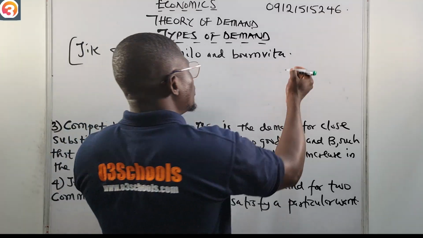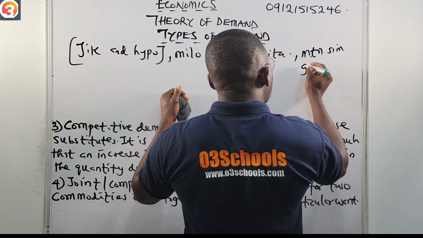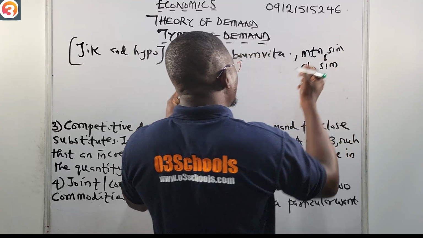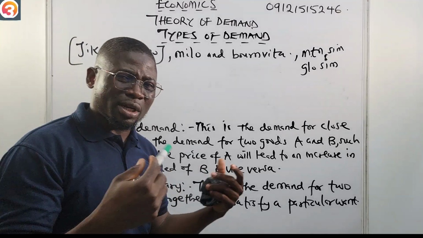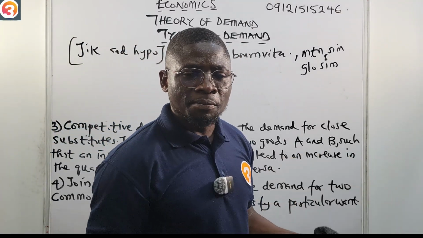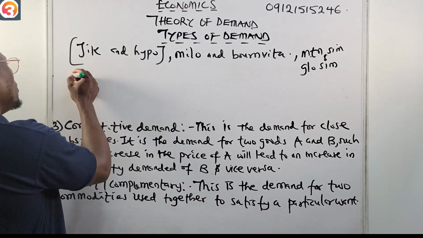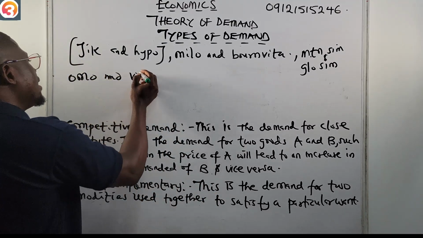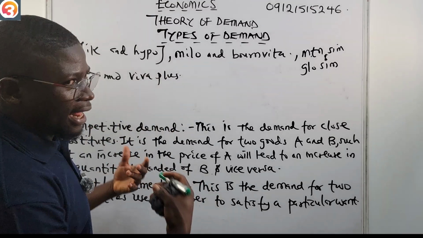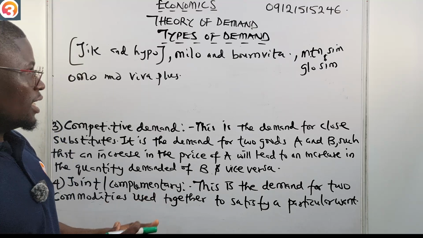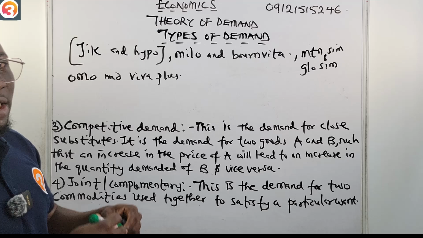Also, let's say MTN SIM and Glo SIM. This is another example of competitive demand. They have a close substitute. Since MTN network in my area is not working well, let me go and buy Glo SIM now. It's as simple as A, B, C. Another example is Omo and Viva Plus. If there's no Omo, you can go for Viva Plus or Ariel. Goods that have close substitutes are all categorized under competitive demand.